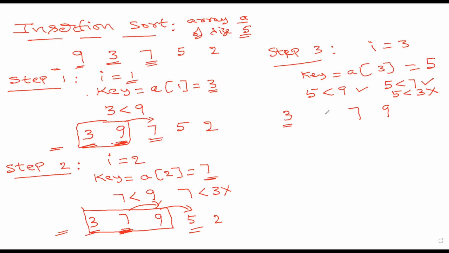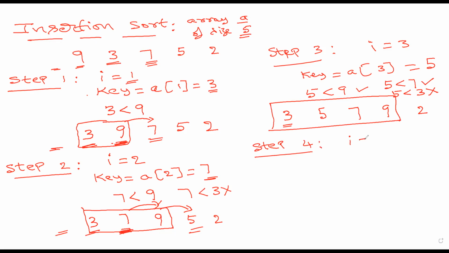Now, what is the element position left out? The first position is left out. So keep 5 in that position. There is no need to think about the fourth position element. So at the end of step 3, we got the elements in order up to the third position. So next, step 4.